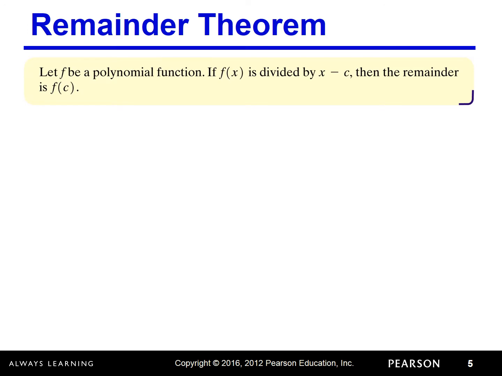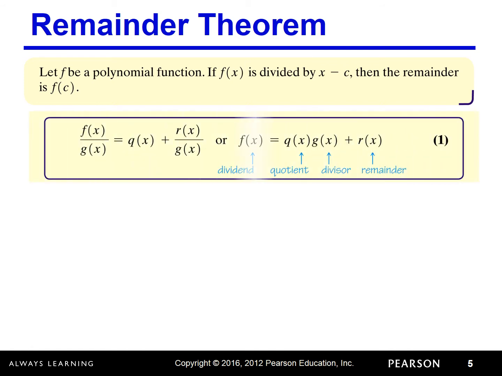Important theorem, the remainder theorem. Let f be a polynomial function. If f of x is divided by x minus c, the remainder is f of c. So our theorem here has an assumption that f is a polynomial function, a hypothesis, f of x is divided by x minus c, and a conclusion that the remainder is f of c. How would we establish this?